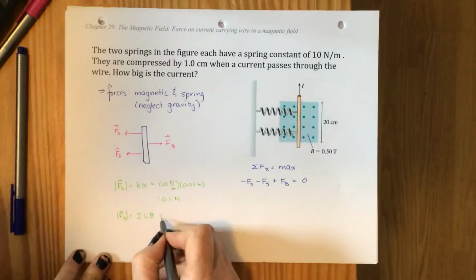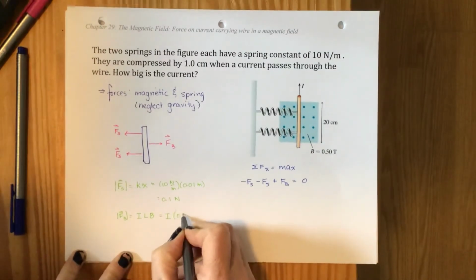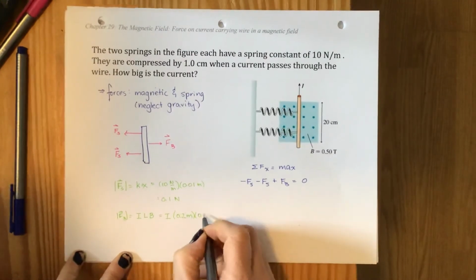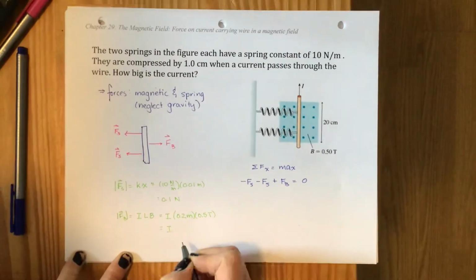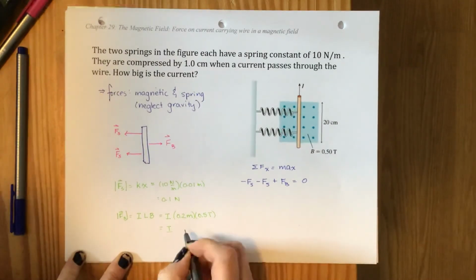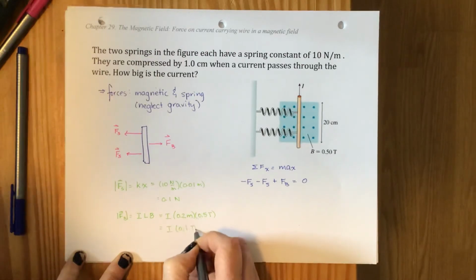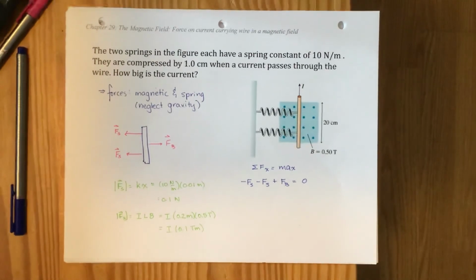So our current I is something we'd like to find. L is 20 centimeters, 0.2 meters. B is the magnetic field, 0.5 teslas. So we've got I, 0.2 times 0.5 is 0.1 teslas times meters. Okay, we can put these things in our equation now.